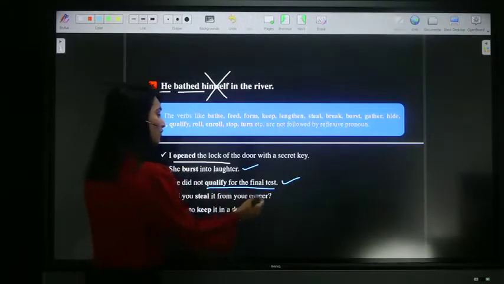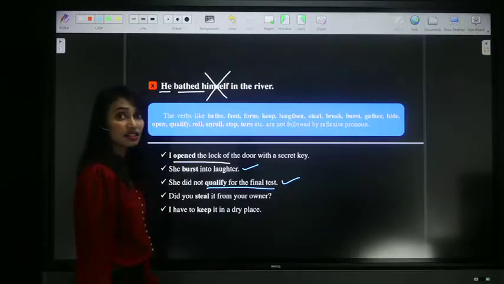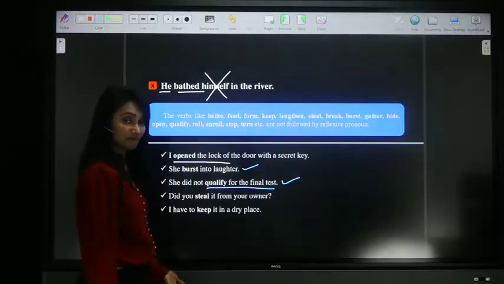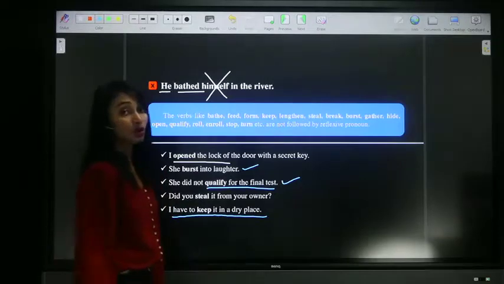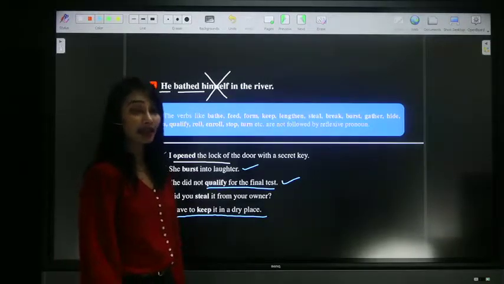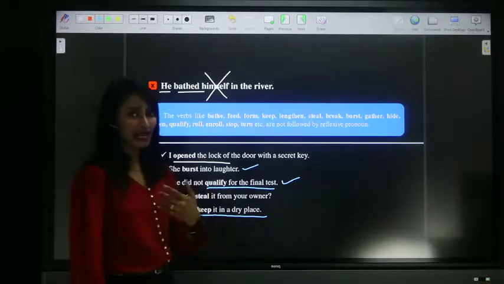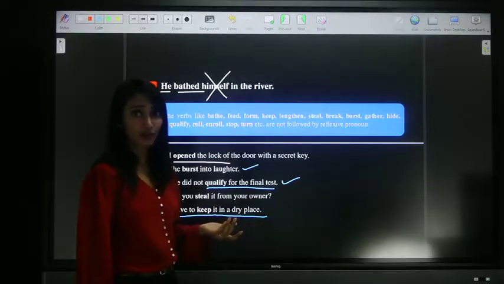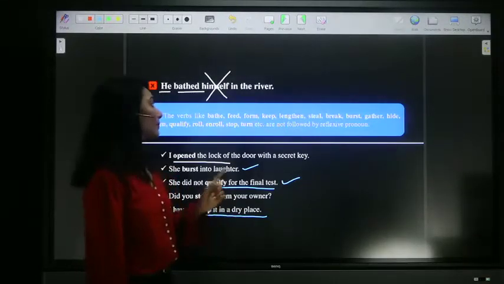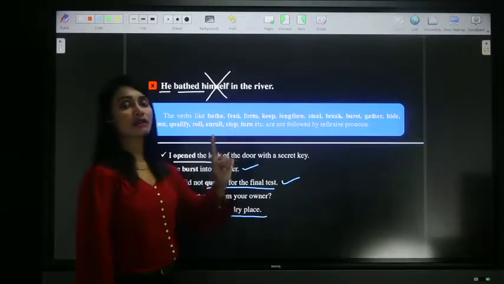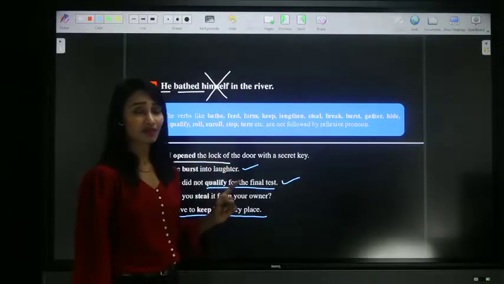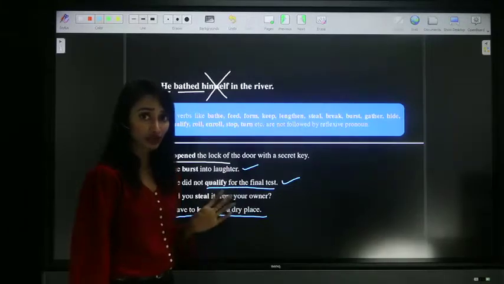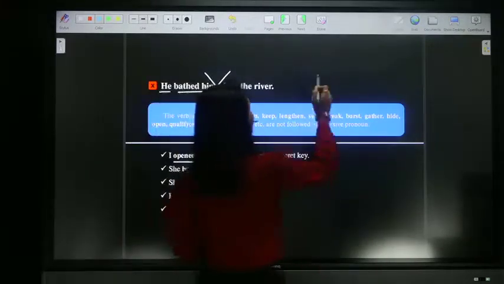Did you steal it from your owner? Can you say, did you steal yourself it? No. I have to keep it in a dry place. No, don't use I have to keep myself it in a dry place. No, it cannot happen. So remember, these verbs are never followed by reflexive pronouns because it is not required. Reflection is not required at all. So let's move on to the next.